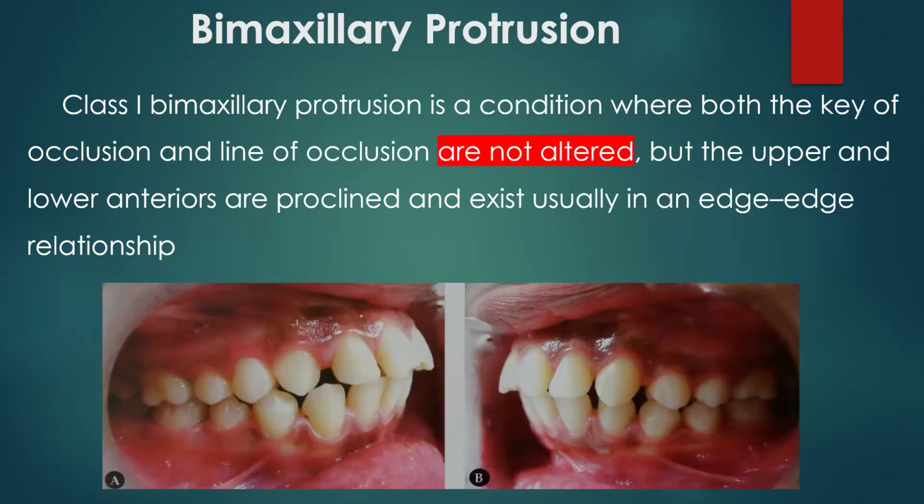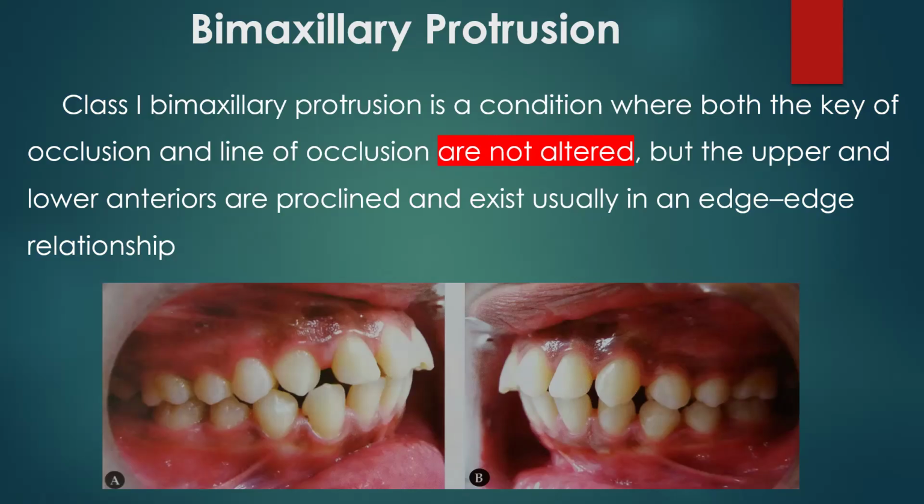Another scenario that is seen in class 1 cases is class 1 bimaxillary occlusion. This is the condition in which the molar relation will be class 1 and the teeth will also be in proper line of occlusion. Generally, we could say that the teeth will be in slight contact with each other, with a lack of spacing. You could say that class 1 bimaxillary occlusion is a condition where both the molar relation and line of occlusion are not altered in most cases.